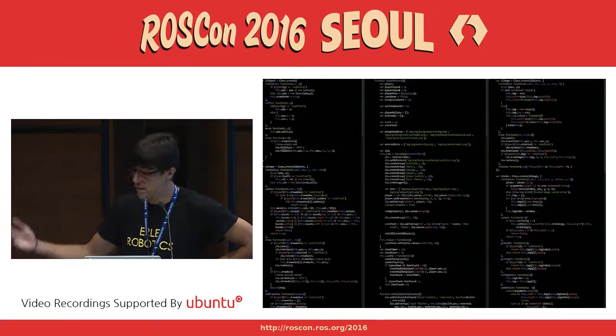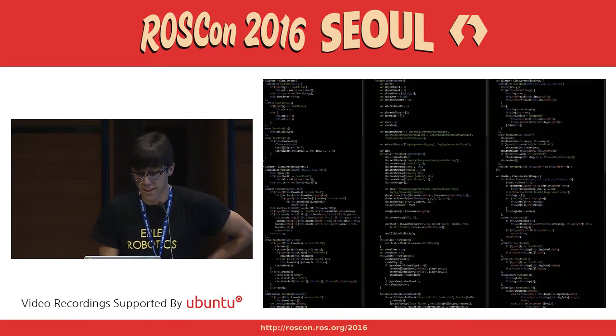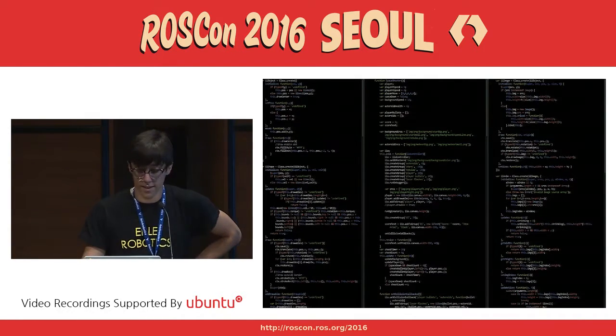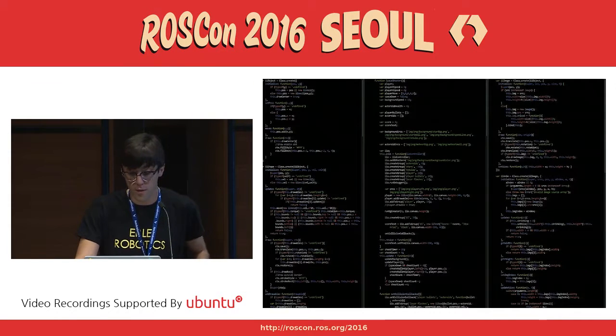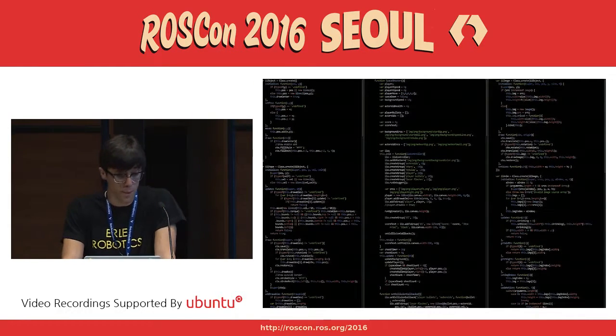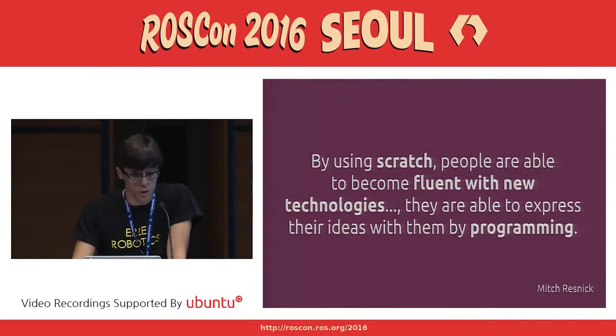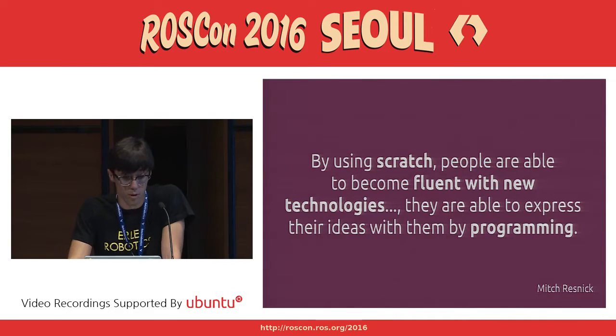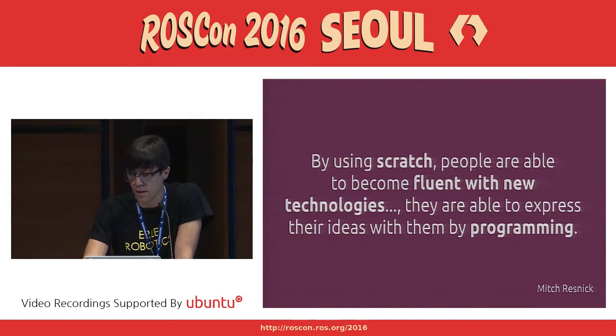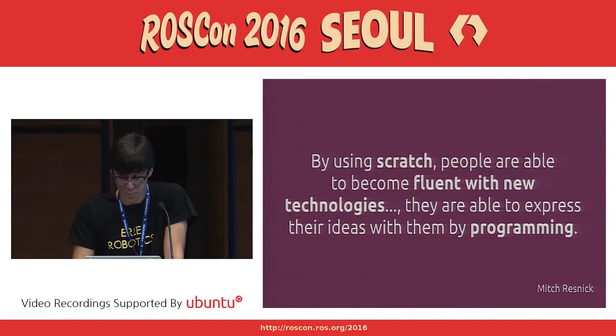And normally people think coding is like this, and in fact, if this is what coding is like, it would only be a narrow sub-community of people with special mathematical skills and technological background that can code. But we need to engage new people in programming and in programming robots. So by using Scratch, or in this case, Robot Blockly, people are able to become fluent with new technologies. They are able to express their ideas with them by programming.